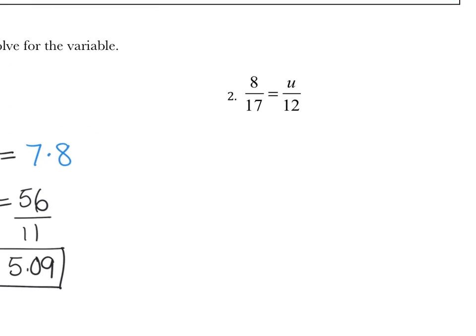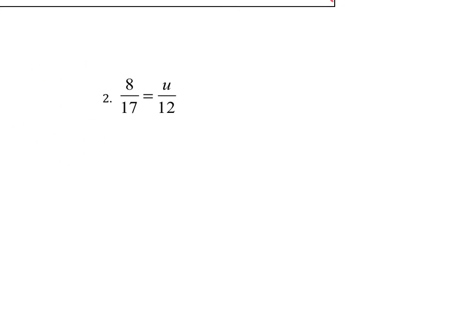Let's try the next one. So in the next one, we have 8 over 17 is equal to u over 12. So cross products. We're going to take the 8 and multiply it by the 12, and then we're going to take the 17 and multiply it by the u. So I'm going to write this out as 17 times u, and that's because I want my variables to be on the left side, but that is just me. Doesn't have to be that way. And then I'm going to set that equal to 8 times 12. Okay? So 17 times u is just 17u, equal to 8 times 12, which is 96.